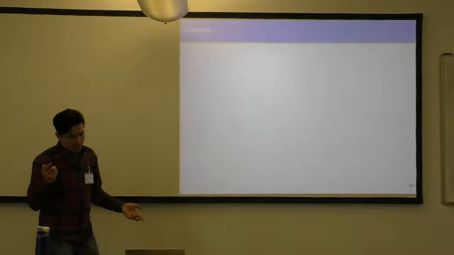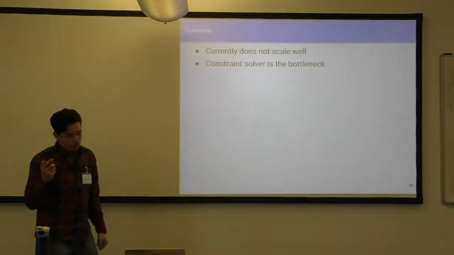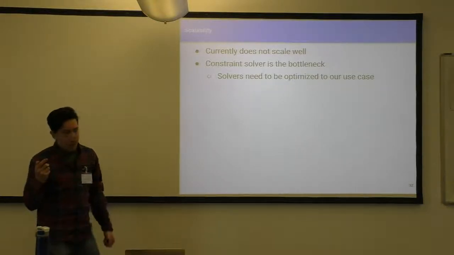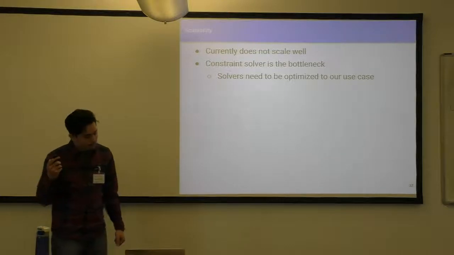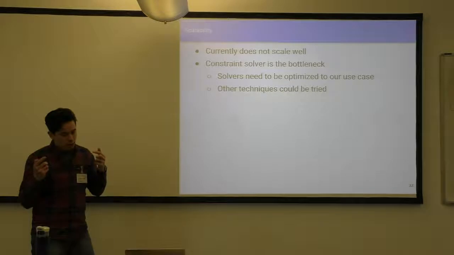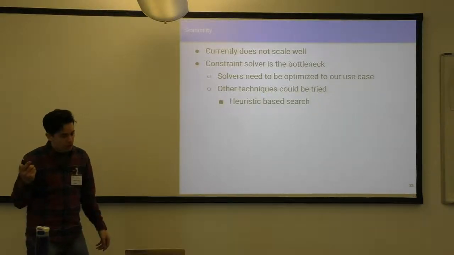So onto scalability. Unfortunately, this doesn't scale too well at the moment because the constraint solver is the bottleneck. The solvers need to be optimized to our use case. At the moment, they're not. Other things we could also try is doing the constraint solving in a different way. So we could try some sort of heuristic-based search.